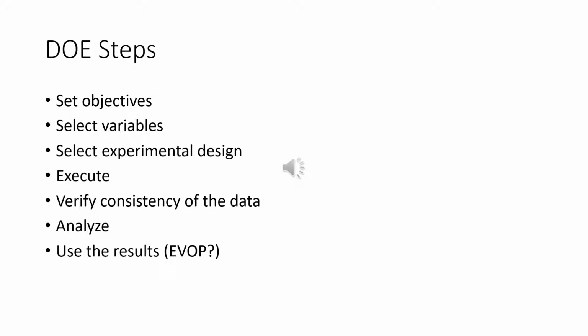There are other programs out there. Excel has a good one also. But if you're just going to do the basic DOEs, I recommend just use Excel. Don't spend the money on Minitab. And then you use the results, one to prove the process, or you can use that as a jumping off point for evolutionary operations and do a couple of DOEs so you can optimize it even more.